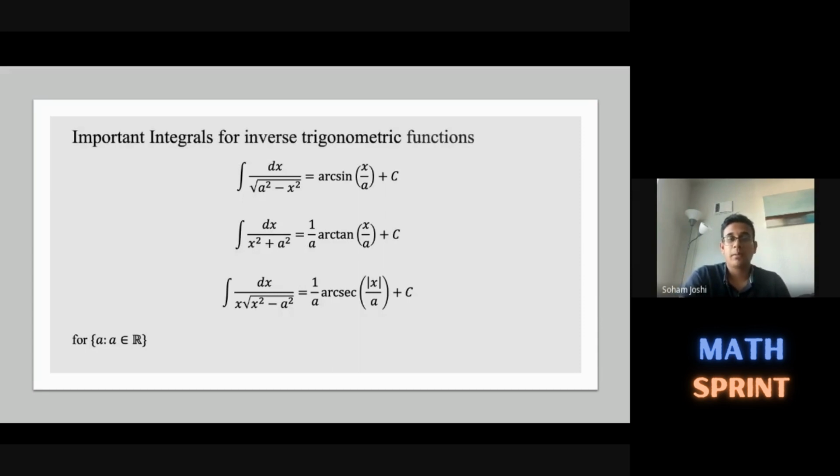Okay, so I want to introduce some important trigonometric integrals. Here, A is a constant, not a variable. Keep that in mind. So integrating 1 by the square root of a squared minus x squared with respect to x produces arc sine x by a plus c. Integrating 1 by x squared plus a squared with respect to x creates 1 by a arc tan x by a plus c. Integrating 1 by x square root of x squared minus a squared with respect to x produces 1 by a arc sec x by a plus c.